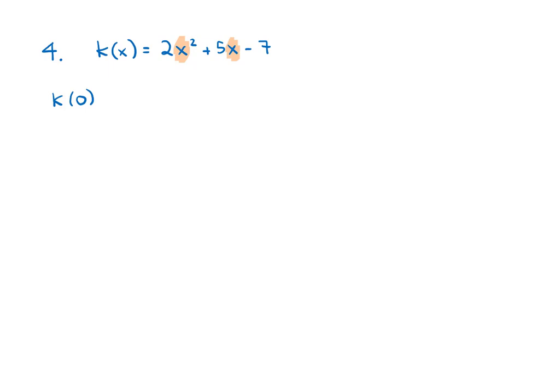Our first question is k of 0. So k of 0 will be 2 times 0 squared plus 5 times 0 minus 7. And that's just 0 plus 0 minus 7. So you get negative 7.